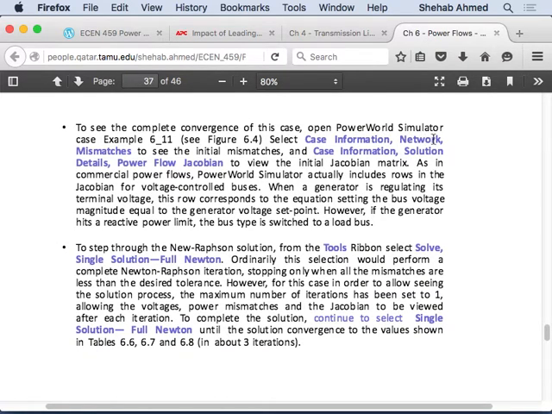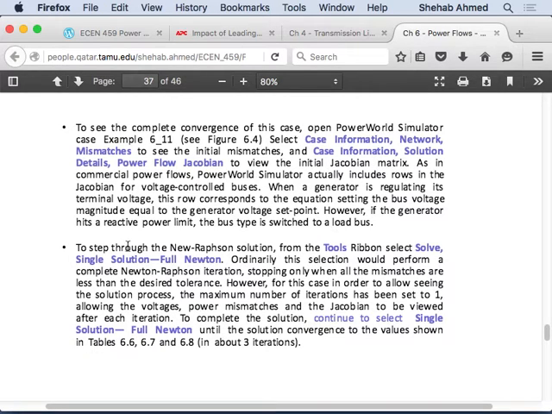Select case information, network mismatches, and network mismatches are the delta P's and delta Q's. They will tell you the delta P's to see the initial mismatches. They calculate the initial mismatches based on what you say are your starting points for your angles and voltages. And in case information, solution details, power flow Jacobian, you can view the initial Jacobian matrix.